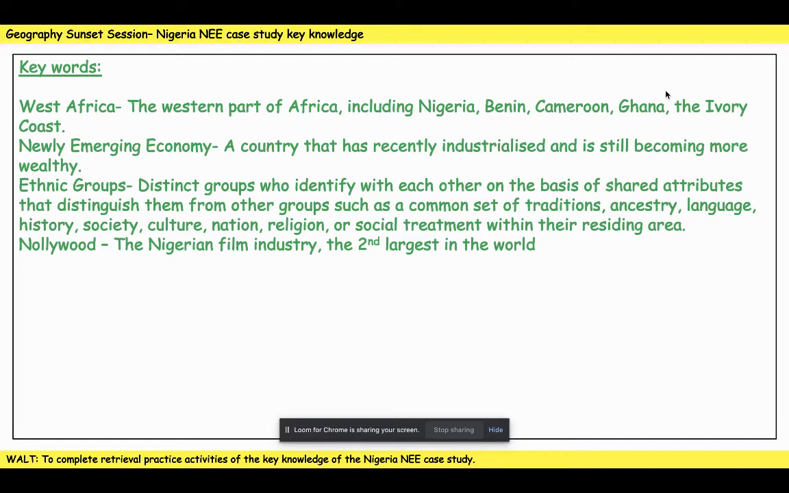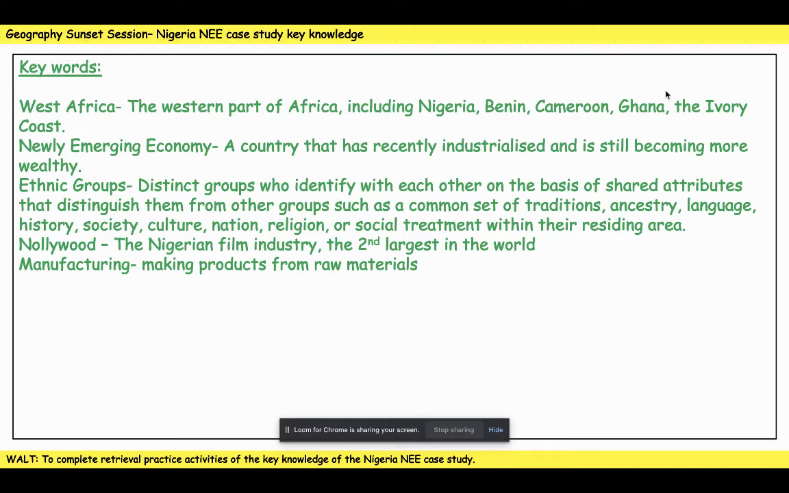Nollywood. So Nollywood is the Nigerian film industry. It's really important for the Nigerian economy, but also the cultural context. And if you want a little bit of a break from work, go and watch a few minutes of Nollywood. It is brilliant. But it's important to note that Nollywood is actually the second largest film industry in the world, second only to Bollywood in India, and actually beats Hollywood from the USA.